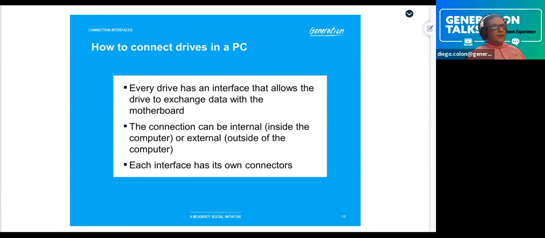Okay, thank you very much, Fadil. Anyone know what is the interface that we mentioned, which is IDE, what's its connector?